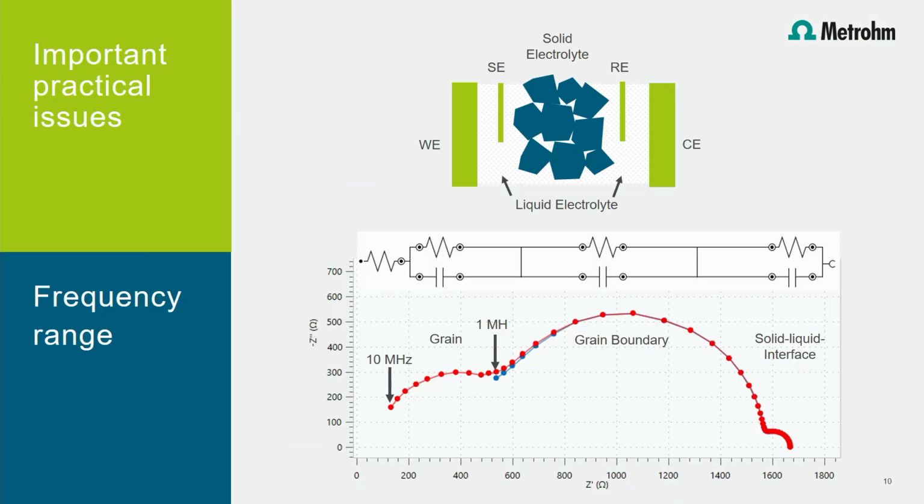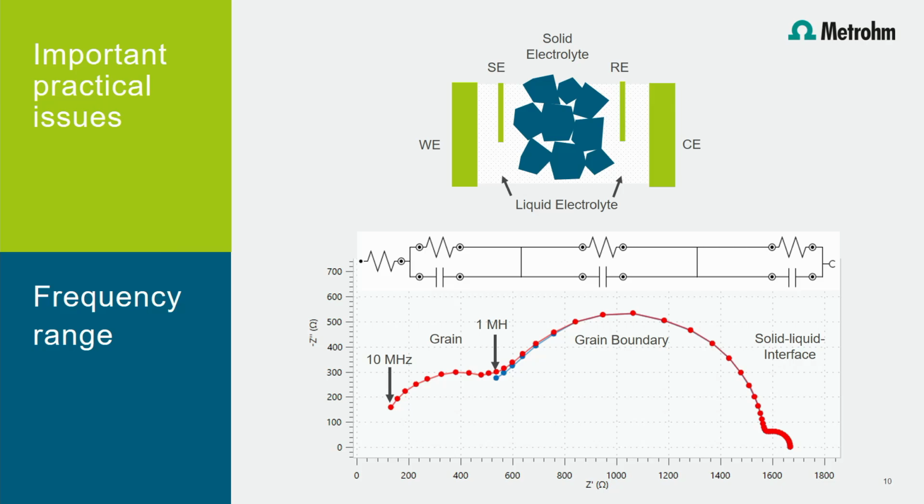Now let's have a look at important practical issues. Frequency range. The used frequency range plays an important role in impedance spectroscopy. It's like the used wavelength range in optical spectroscopy, which means that the proper frequency range needs to be chosen to see the object you want to measure.